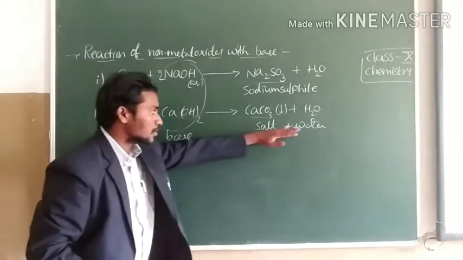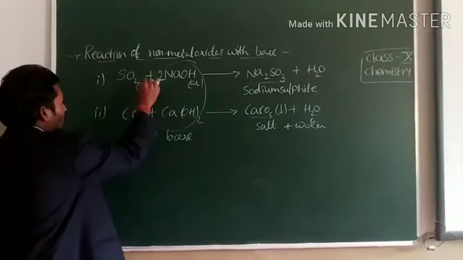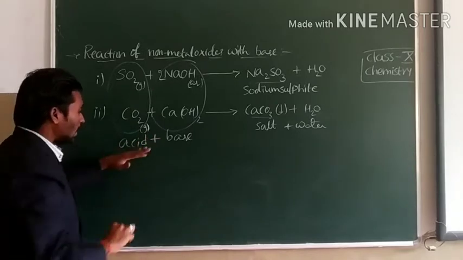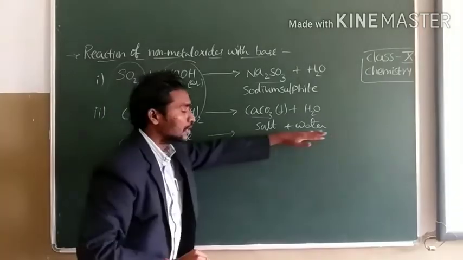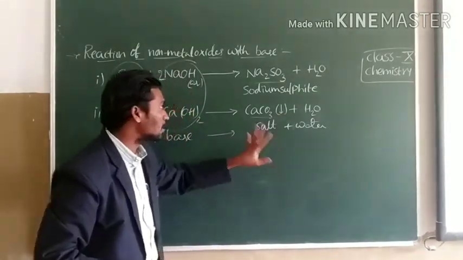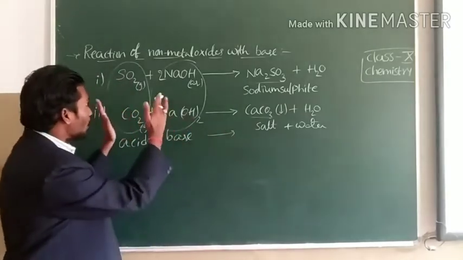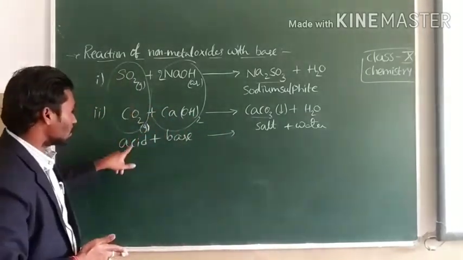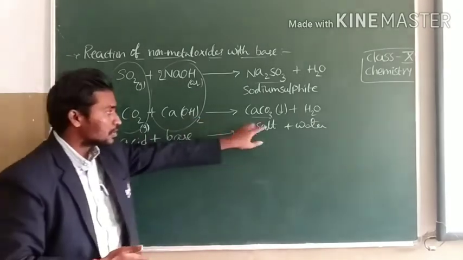Here products are salt and water. Here it is a base. Then the non-metal oxide should be an acid. So when acid reacts with base, it forms salt and water. This is nothing but a neutralization reaction or acid-base reaction. So based on this activity, we interpret that non-metal oxides are acidic in nature, when acids react with base to form salt and water.